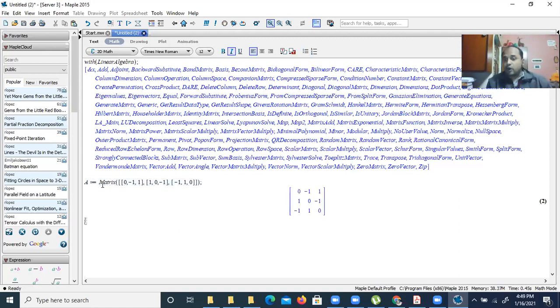So see, you have got your matrix. Now I'm writing rows. How many rows are there? Three. And how many columns are there? Three. Okay, so 3 is the order of the matrix.